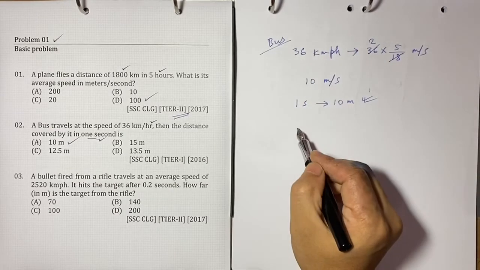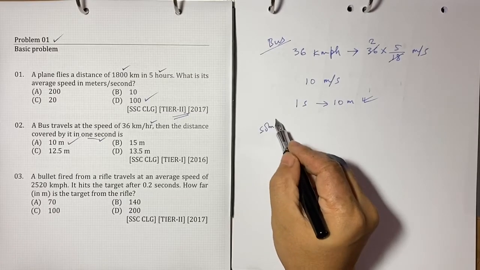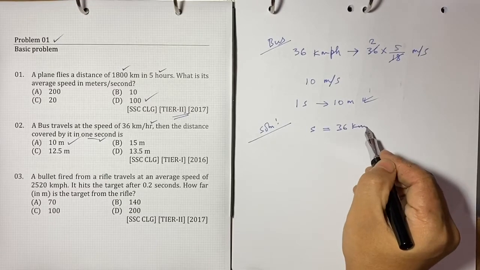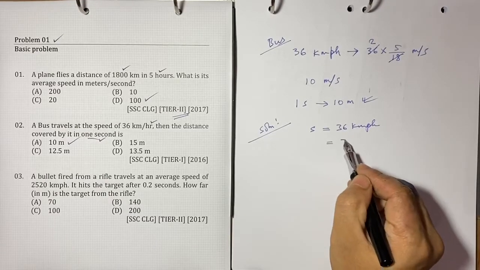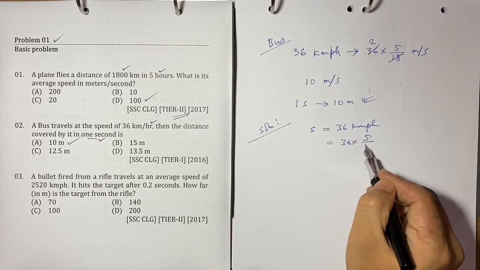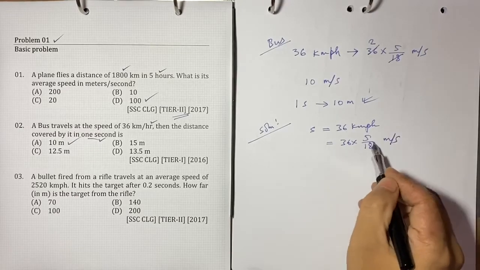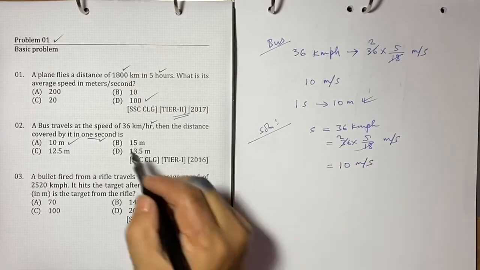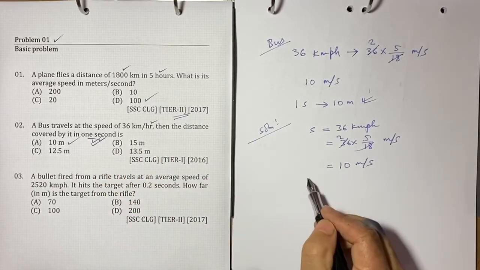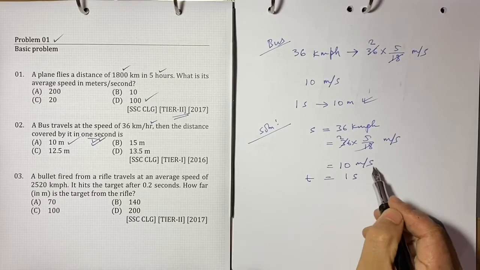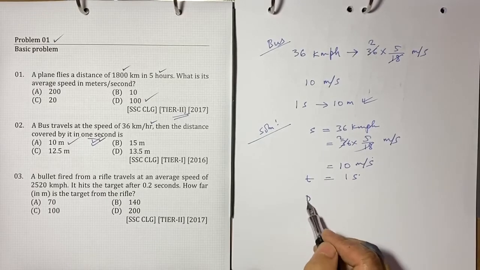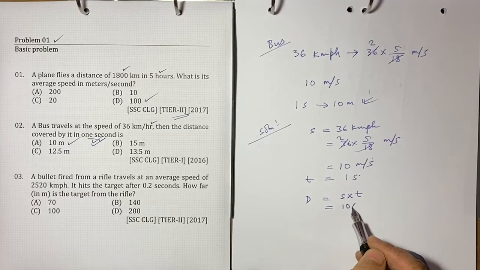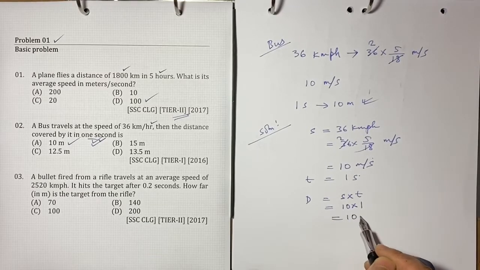Solution. Speed equal to 36 km per hour equal to 36 into 5 divided by 18 meter per second. Cancelling, it is 10 meter per second. The question asks for the distance in 1 second. Time equal to 1 second. So distance equals speed into time. Speed is 10 into time 1, multiply and we get 10 meter.